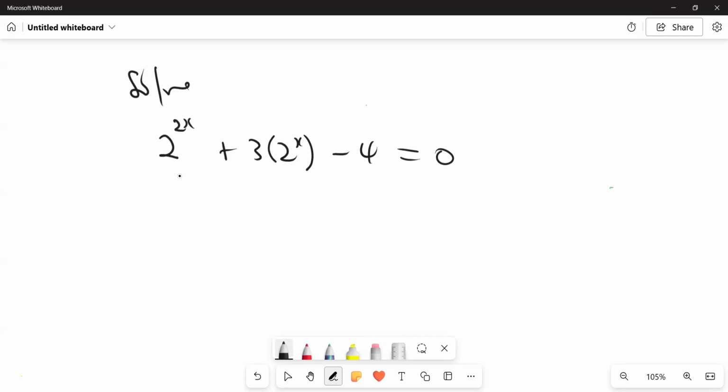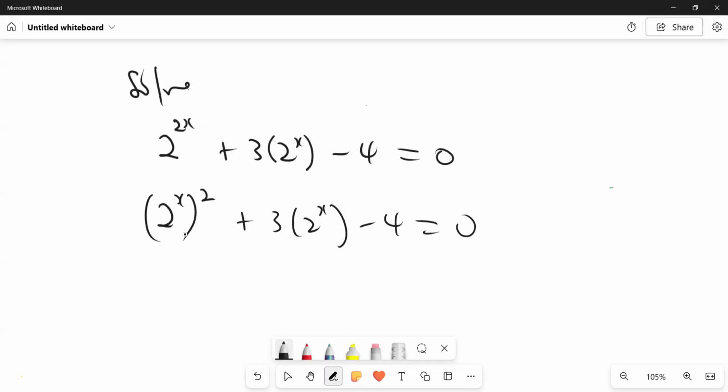You can write 2^(2x) as (2^x) squared, right? Could you write it like that? (2^x)^2 + 3(2^x) - 4 = 0. You agree with me? I can write this using your laws of indices in a reverse fashion. And what you can do now is let 2^x be equal to a big X.